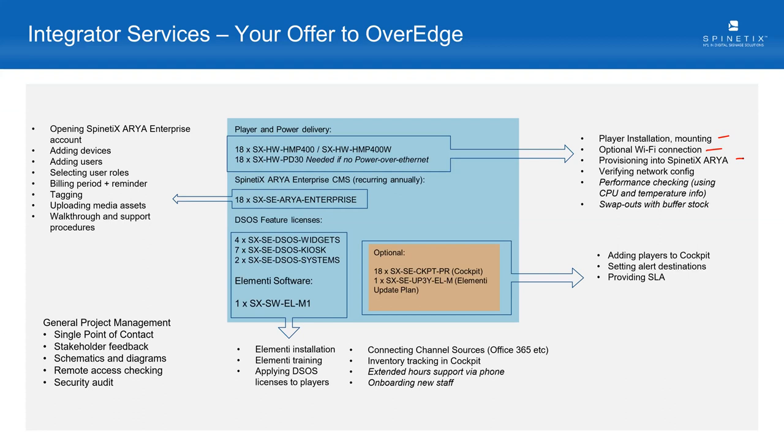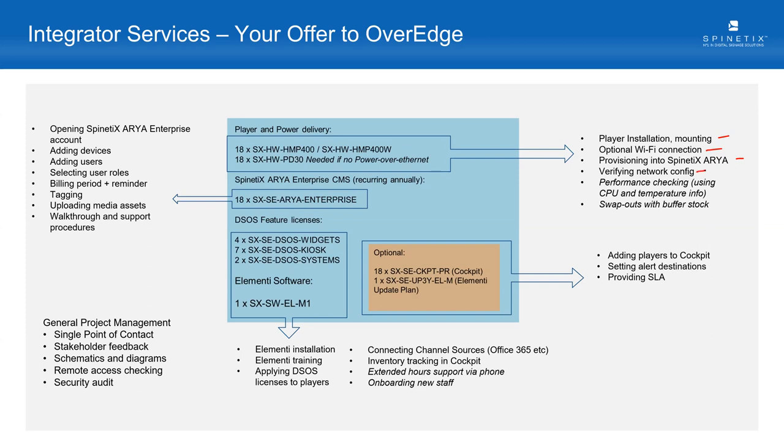And then the details, the customer's details will be in the ARYA account, but the players need to be switched on and added into ARYA Enterprise. If you do that in advance, once they get to the customer site, then the on-site job really just is a hanging and banging job. And as long as the players have a DHCP address and a gateway, they connect straight into the ARYA cloud.